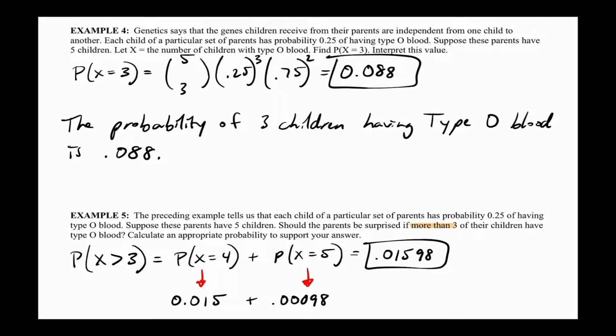So about what? About just, if it's a decimal, about what? About how many kids would I expect to have type O blood in this family? How would we figure that out? It's actually easier than you think. There's 5 kids, 25% chance that they have type O blood. How many would I expect out of those 5?